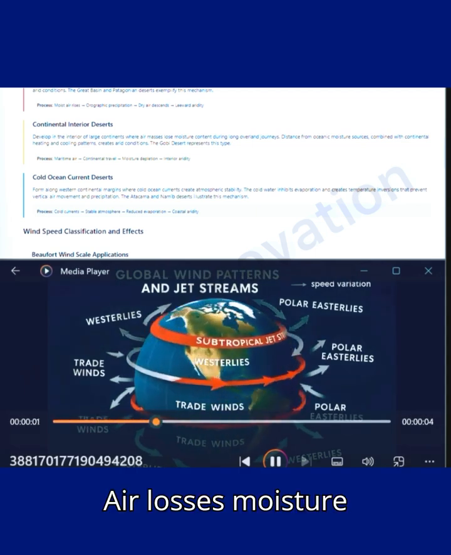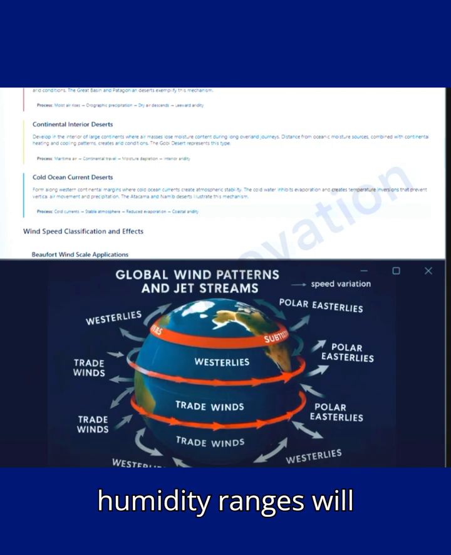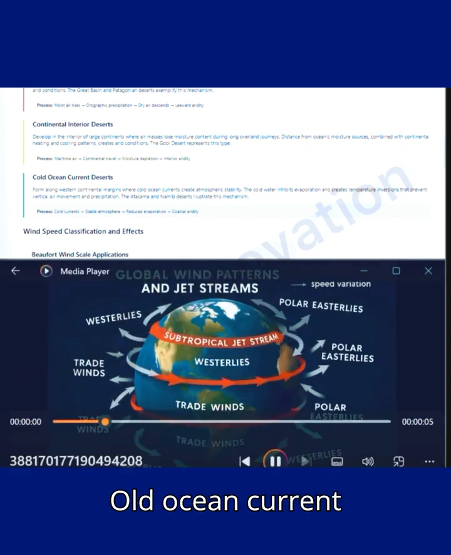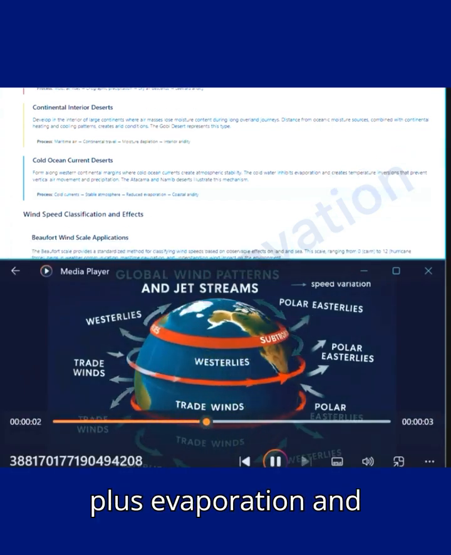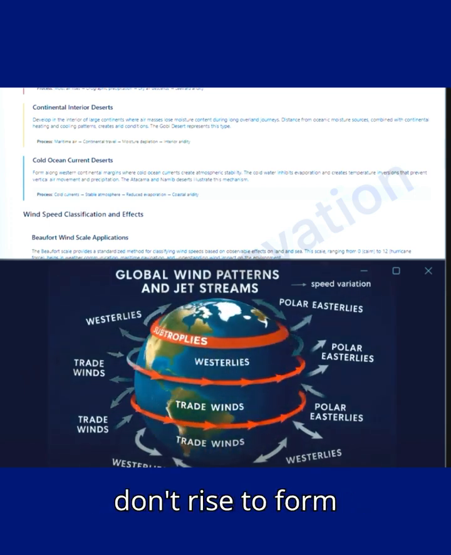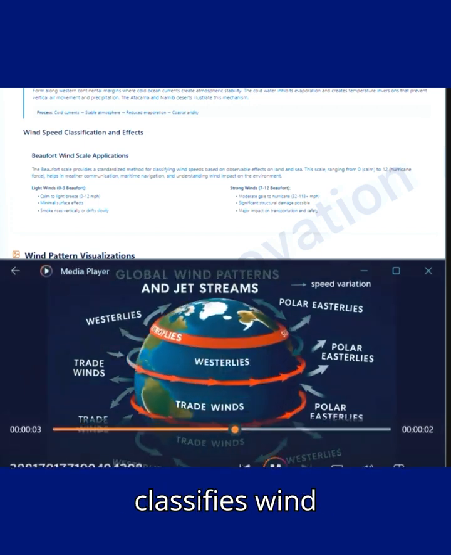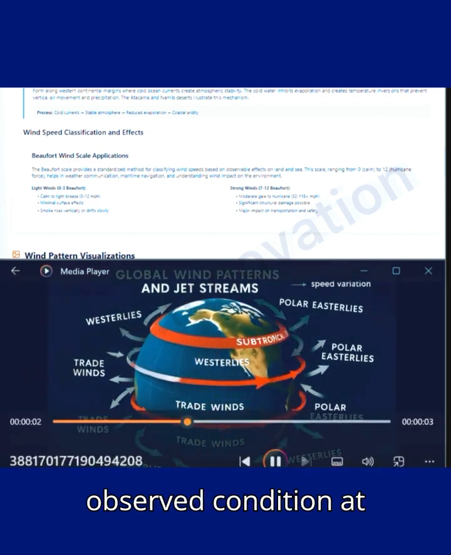Continental interior deserts are far from the ocean or moisture sources. Air loses moisture before reaching this area. Example: Gobi Desert. Low humidity and high temperature ranges will be present there. Cold ocean currents suppress evaporation and cloud formation. Moisture laden winds are stable and they don't rise to form rain. Example: Namib Desert.